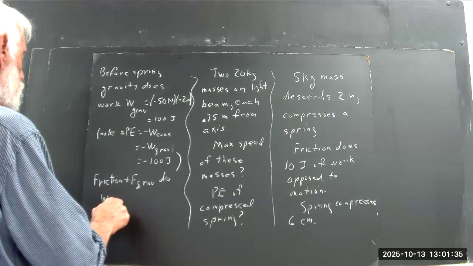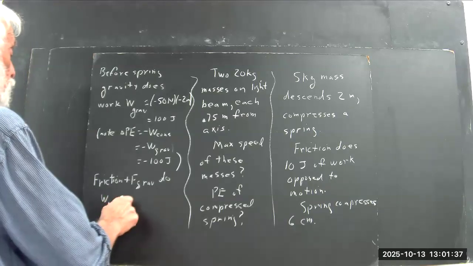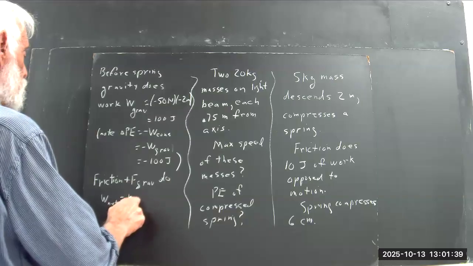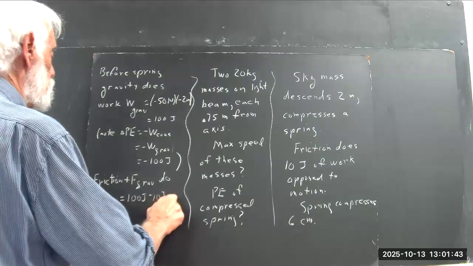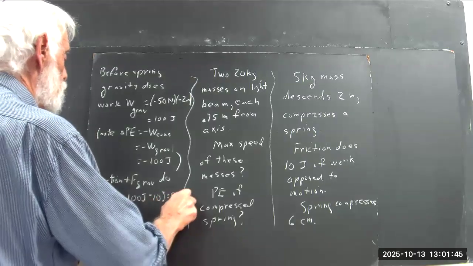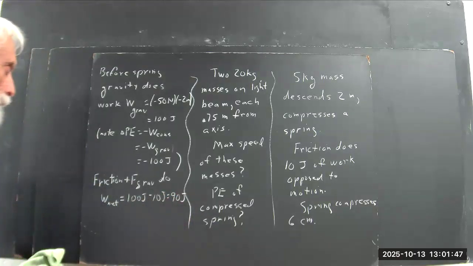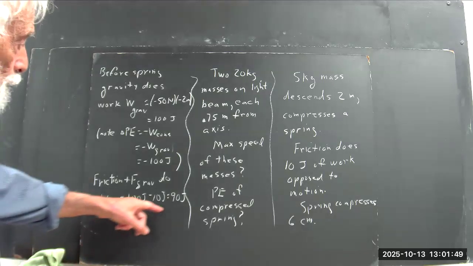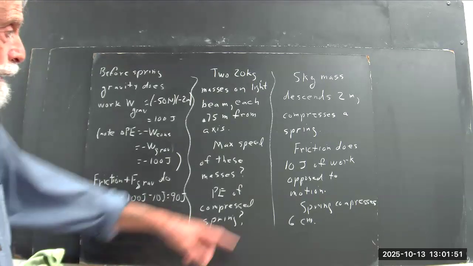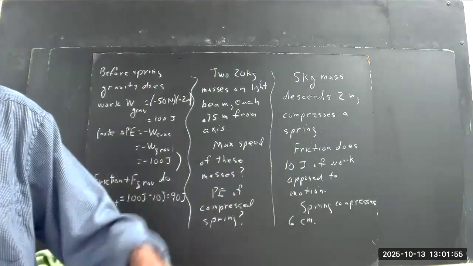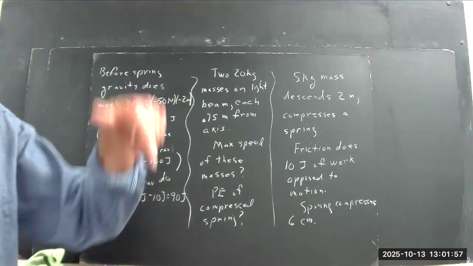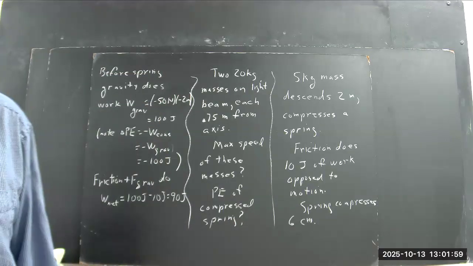Friction and gravity do net work. 100 joules minus 10 joules, which is 90 joules. This work is opposed to the motion, so you know that it's going to be in the direction opposite the work done by gravity.